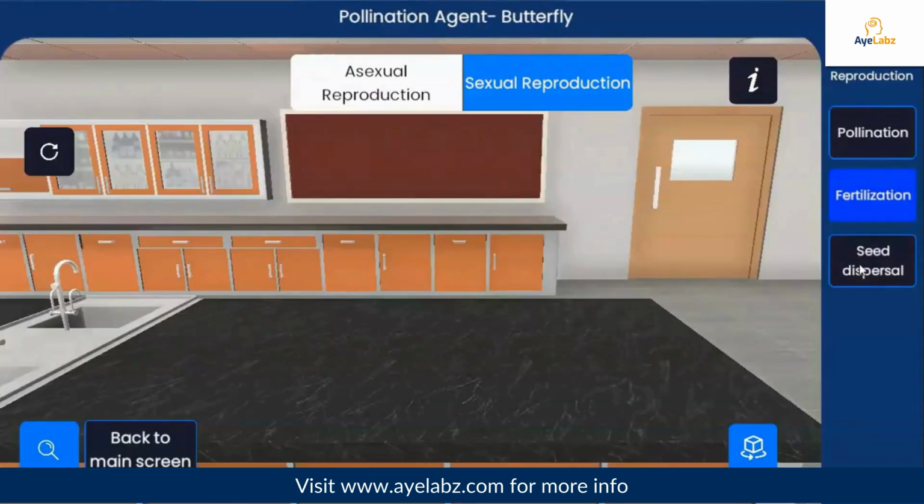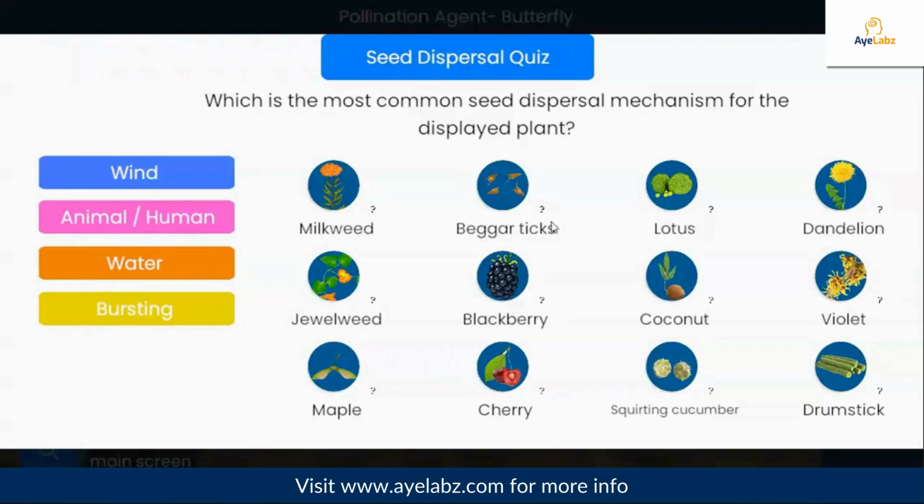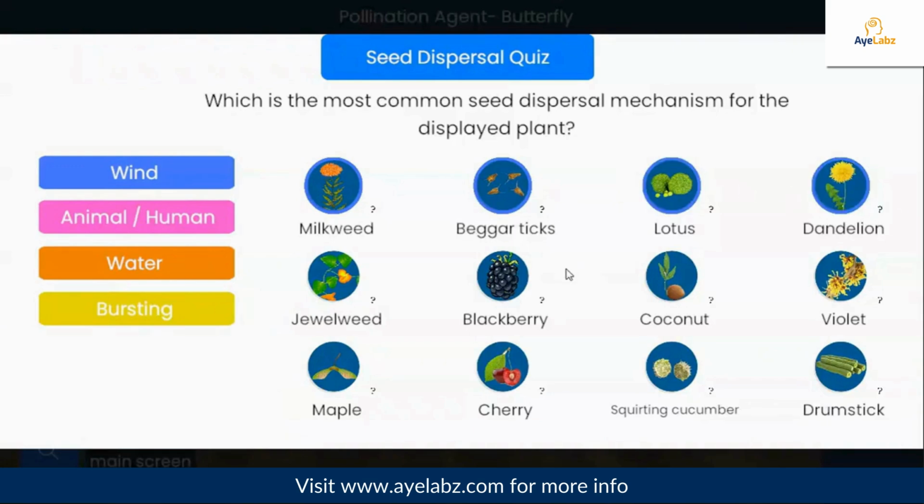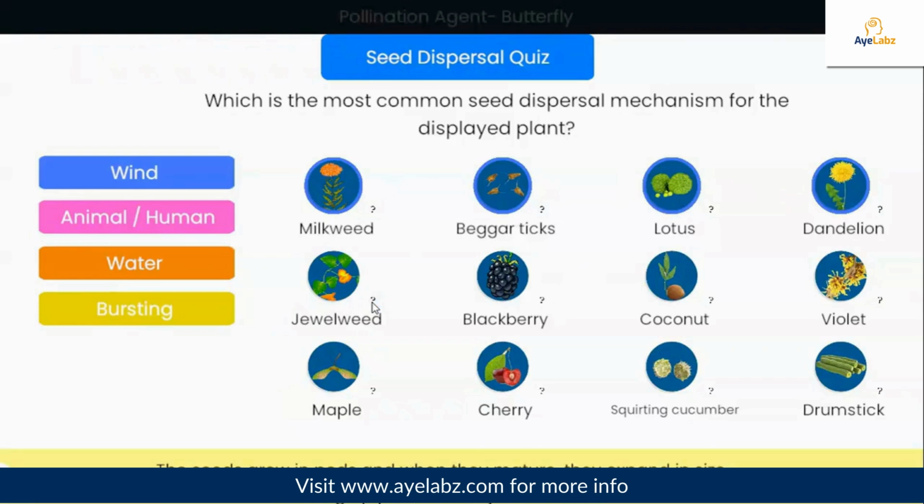Click on Seed Dispersal to take a quiz. Select the dispersal mechanism and the type of seeds that are dispersed through the selected mechanism. Click on this question mark to get some information on the characteristics of the seed.